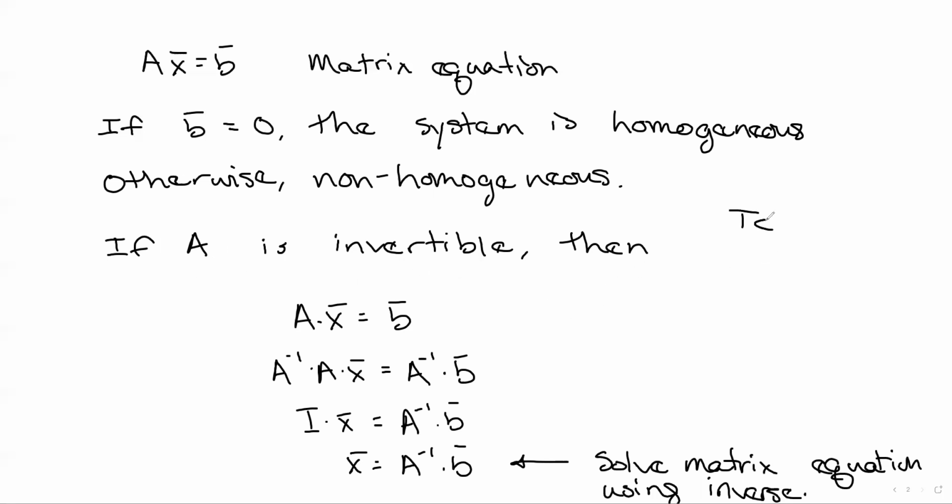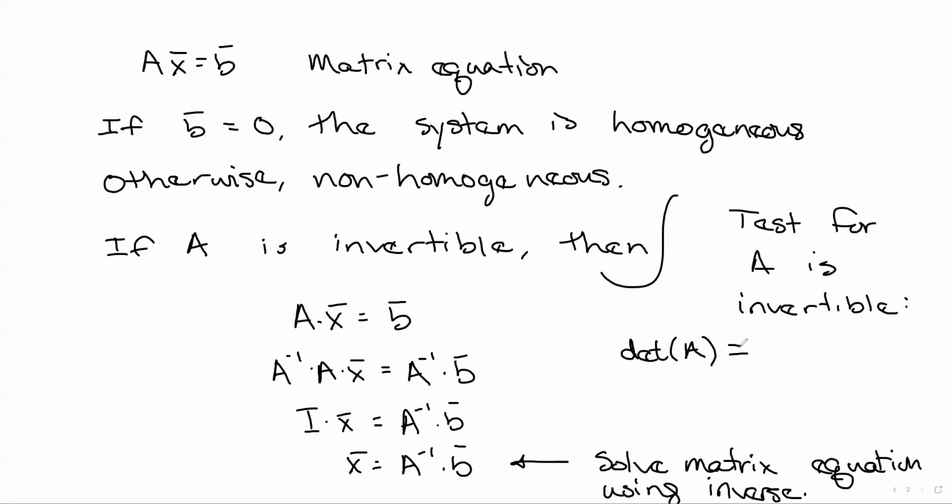So the test to determine whether A is invertible is to go through and calculate the determinant. And so I did link a video on determinants as well. So if you calculate the determinant, if the determinant of A is not equal to 0, then A is invertible. A has an inverse. So you could just quickly calculate the determinant, and that would tell you whether you could go through and do this. You can only do this if the determinant of A is not 0.